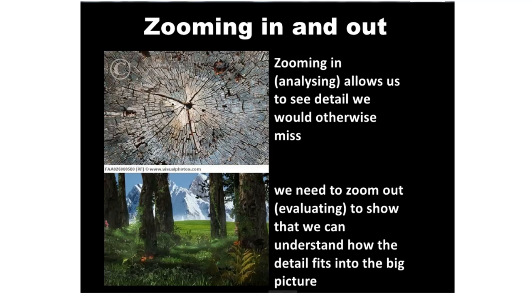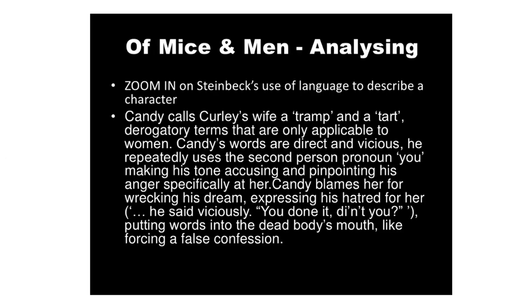And the bigger picture really is thinking about what Steinbeck was trying to say about the character, what Steinbeck wants us to feel about the character, and what Steinbeck is trying to say about the world in which he lives, or the world in which he's trying to create. So, as an example of this structure, the first bit is analysing. You zoom in on Steinbeck's use of language to describe a character.